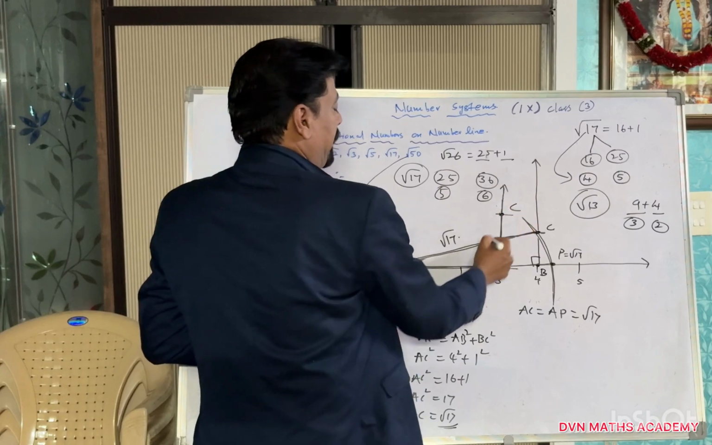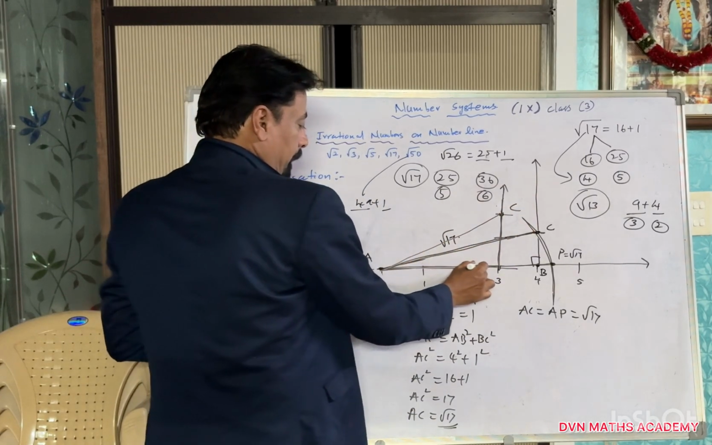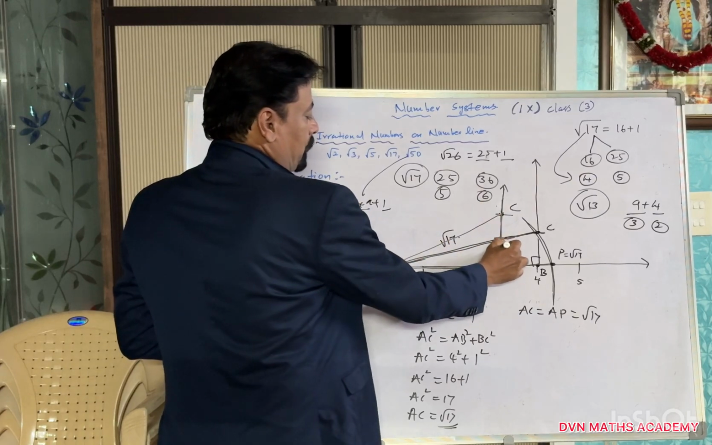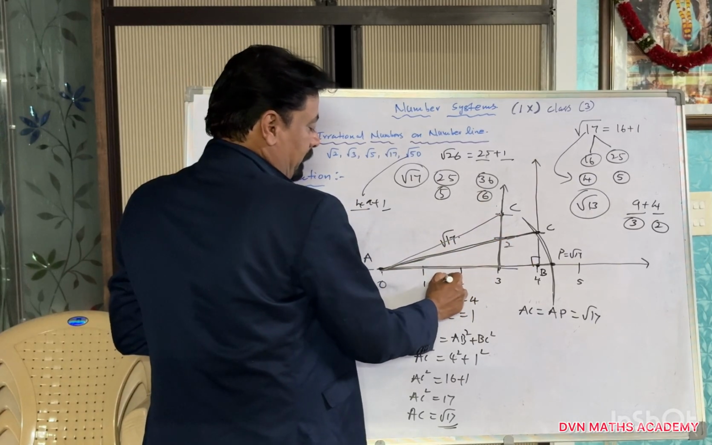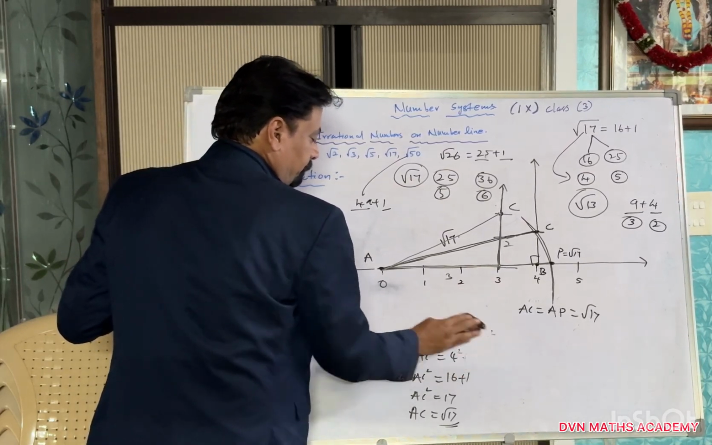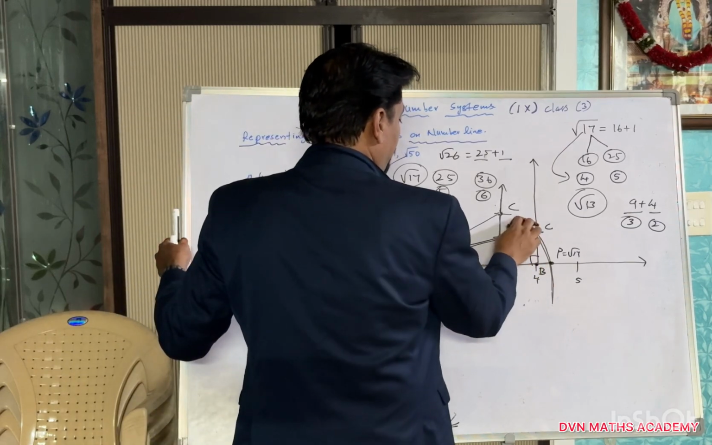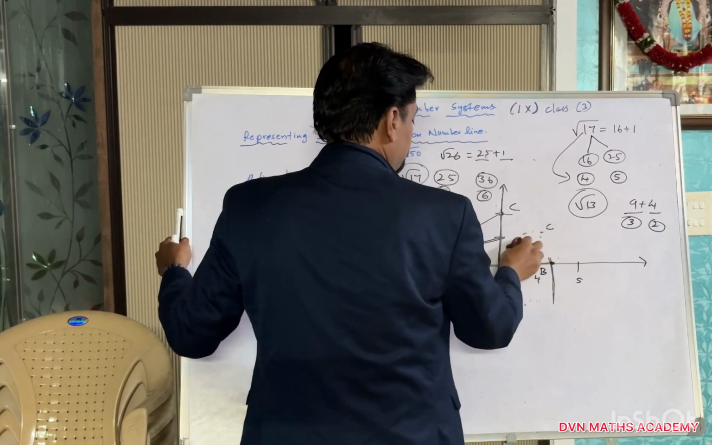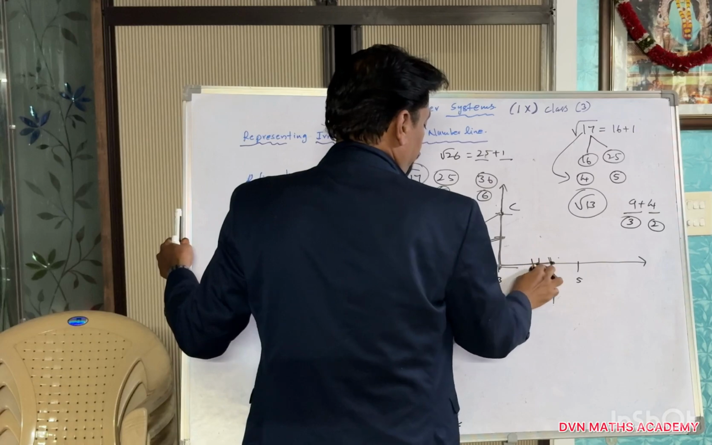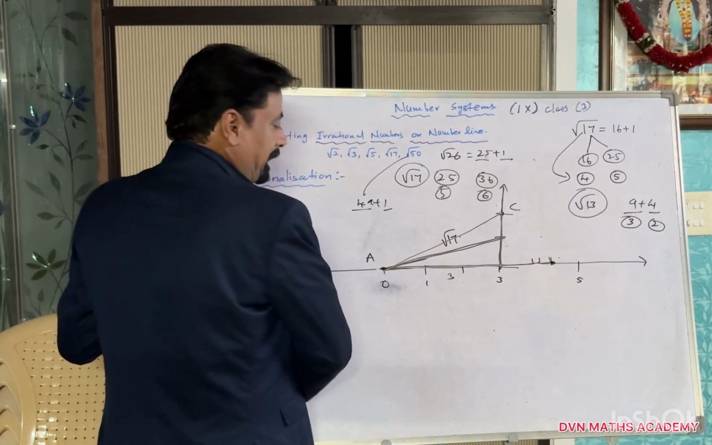Here you want to take C. So this is my triangle. So this is 2 units and this is 3 units. So I will clear and I will explain. Here what I am doing, I am representing root 13 on the number line by using a single step.